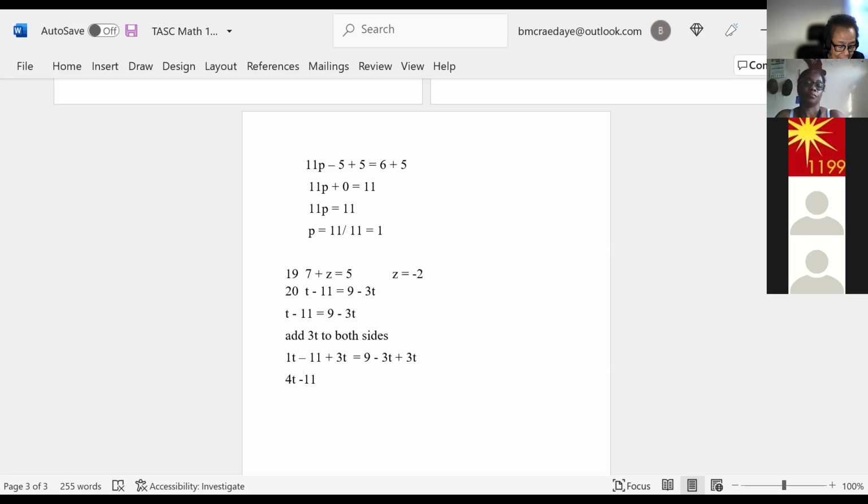And what do you have on the right side? On the right side, you just remain with 9, because minus 3t plus 3t, you get 0. That's right. Minus 3t plus 3t is 0. Maureen, are you okay now? Yeah. Okay, so you added a 3t to both sides, and now we have 4t. Now, what's your next step? Maureen, what's the next step? You want to get that minus 11 with the 9. So what do you do?